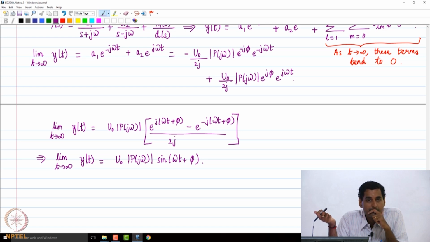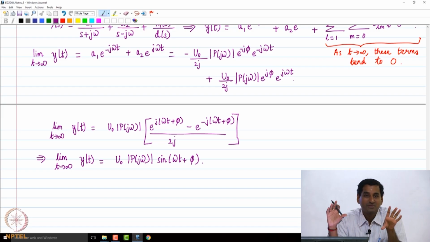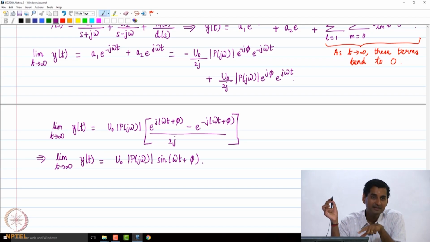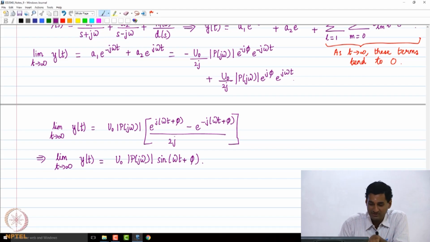So for a sinusoidal input, initially the exponential terms will cross some sort of dynamics, and then it will ultimately settle down to a sinusoid. Okay, but there is an important feature here. It will settle down to a sinusoid of the same frequency as that of the input. We are just going to look at it here. So, let me discuss those points.